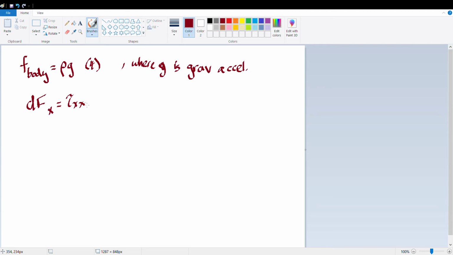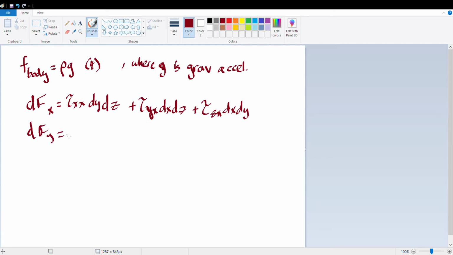My goodness. Okay, so that's tau xx dy dz plus tau yx dx dz plus tau zx dx dy. Let me just write up all three equations here. So that's the forces in the x direction on that cube.